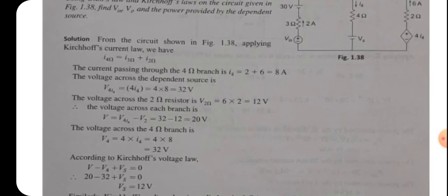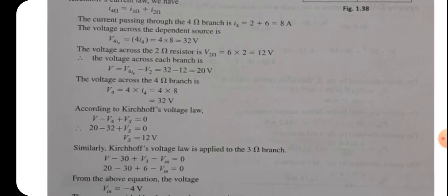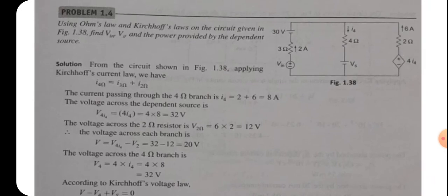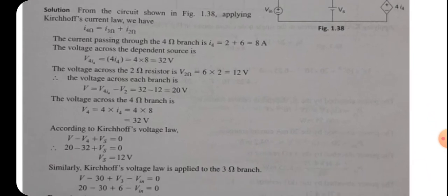The sign is minus because current flows from higher potential to lower potential. So it has got a negative sign, and then there is a source voltage Vs. So Vs will be equal to 12 volt. So we got the unknown quantity Vs is equal to 12 volt.